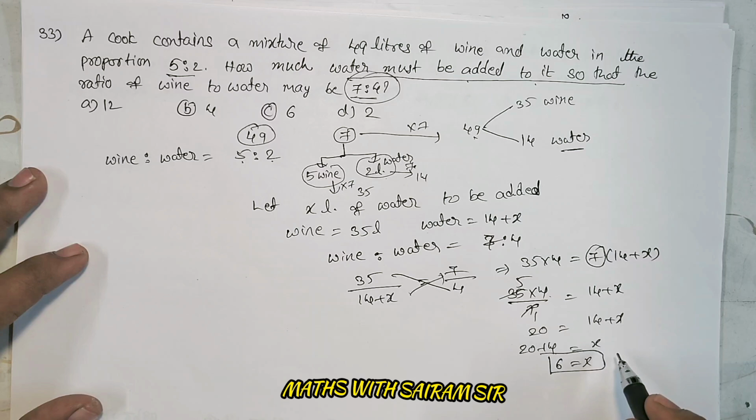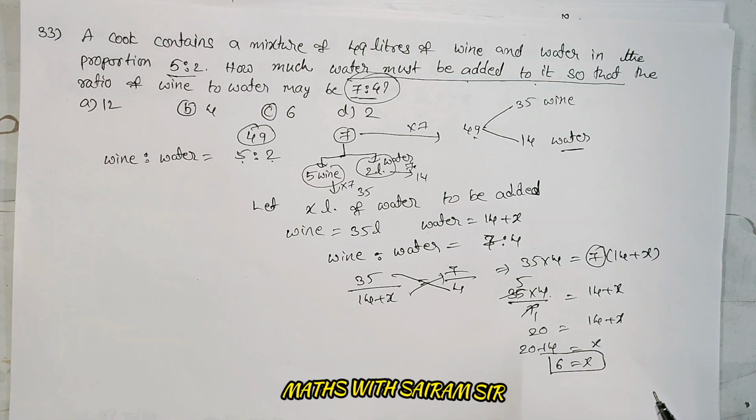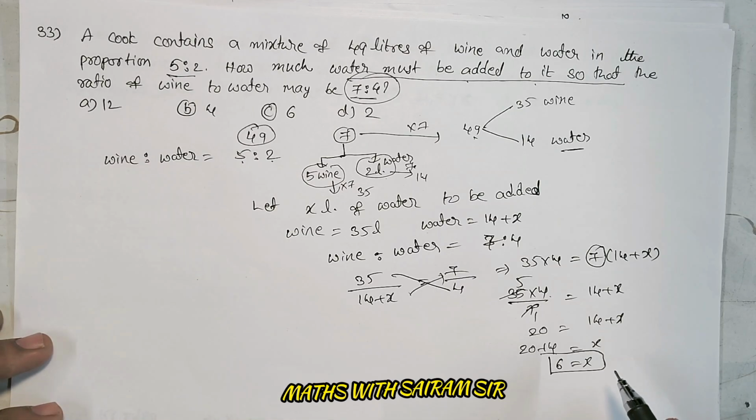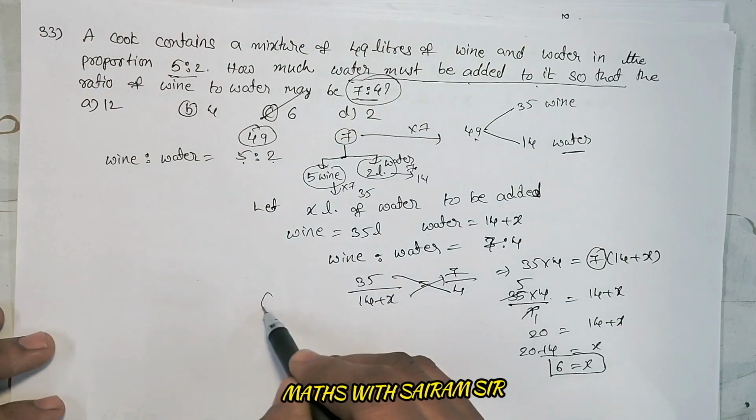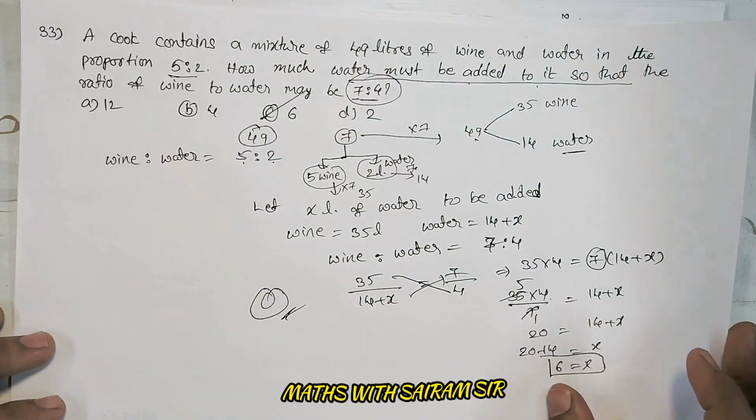That means if we add 6 more liters of water to it, then the ratio between the wine and the water becomes 7:4. Okay, that is option C, the correct answer for this question. Now let us see the next question.